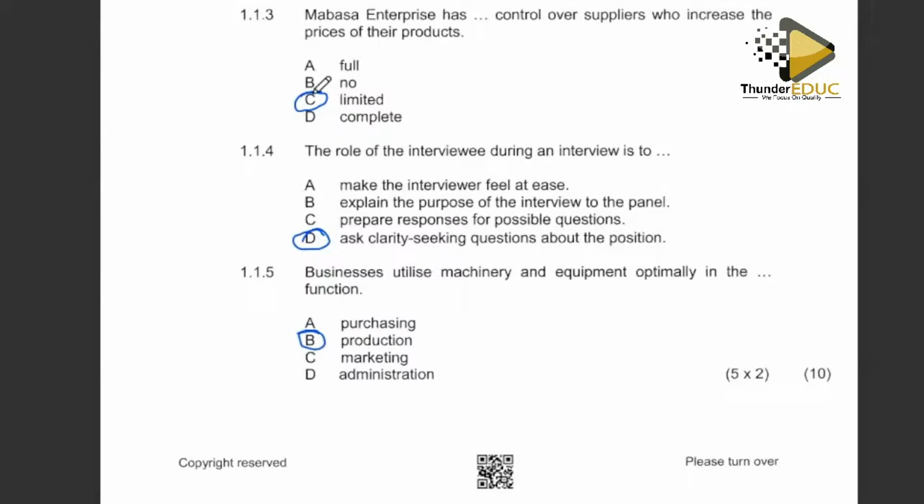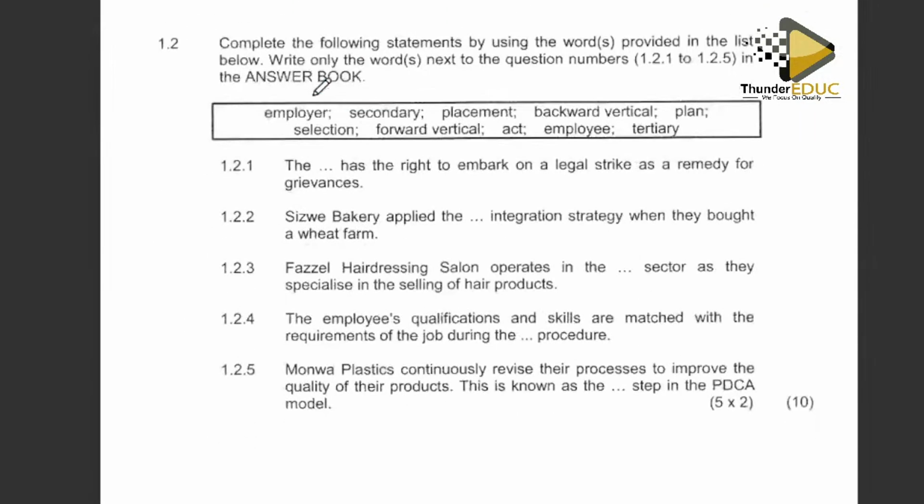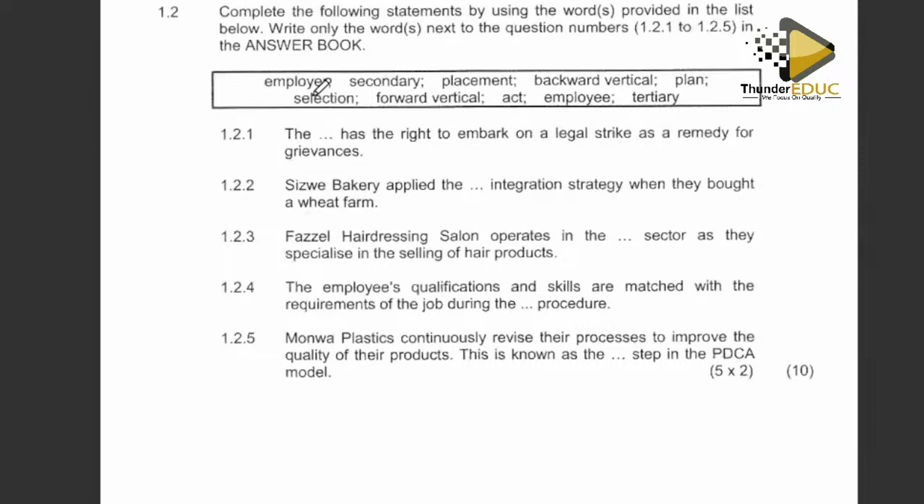Okay, right, grade 12. So now let's move on to the next question, which is question 1.2. So now 1.2 reads as follows. Complete the following statements by using the words provided in the list below. Write only the word next to the question number 1.2.1 to 1.2.5 in the answer book provided.